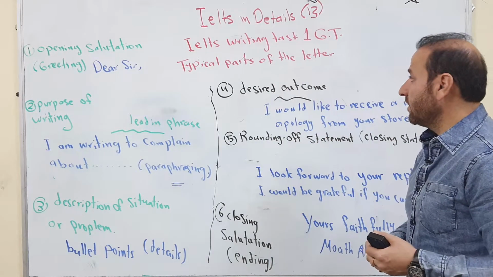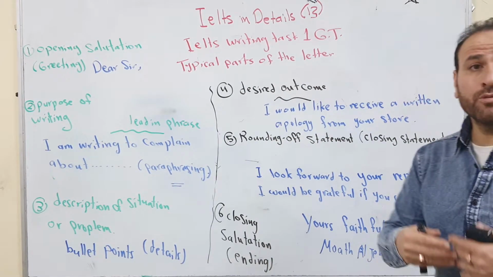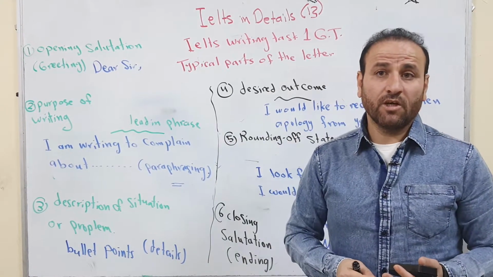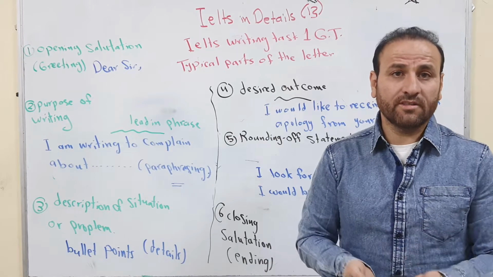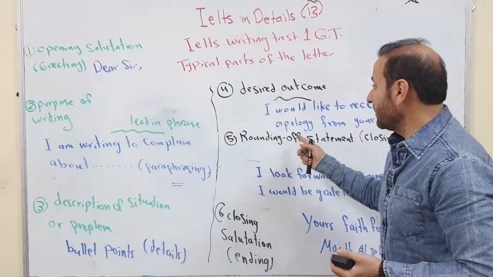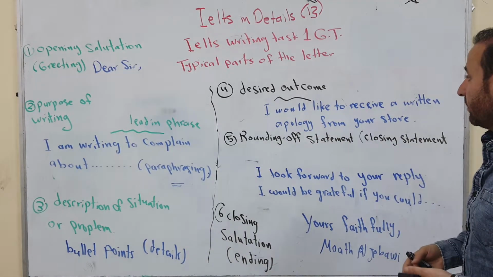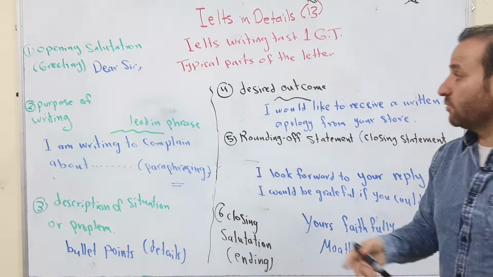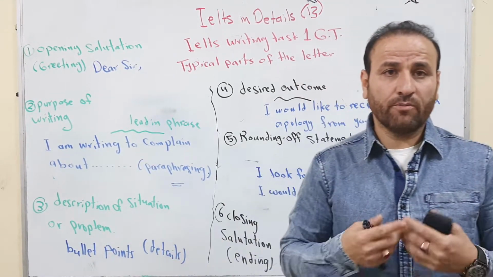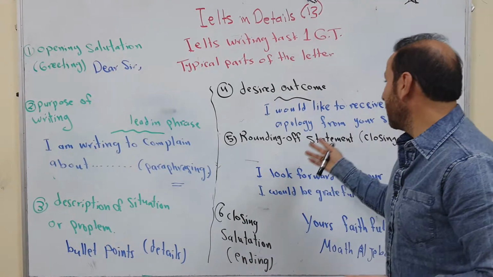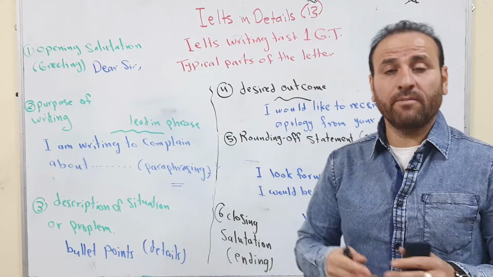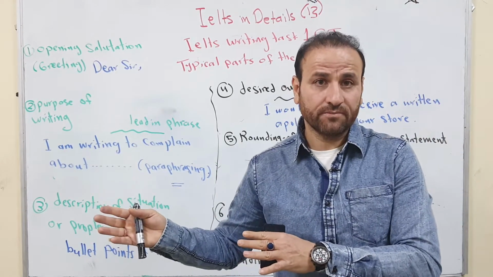Number 4, the desired outcome. What you would like. This would probably be one of the bullet points. What's required? What do you want from the person you're writing the letter to? You can start like this: I would like to receive a written apology from your store, for example, if you're writing a complaint letter. If you are complaining, you can write, I would like to receive a written apology, or, can you solve this problem by giving some suggestions?